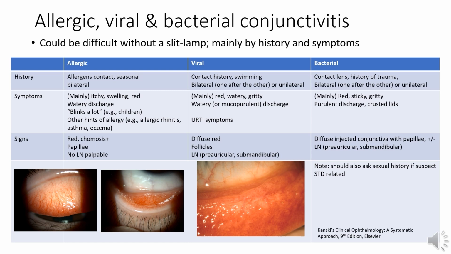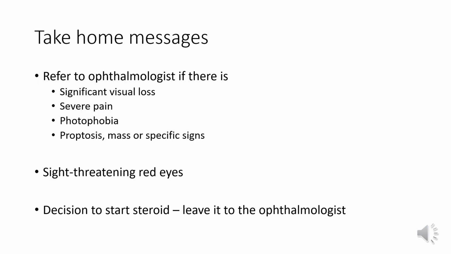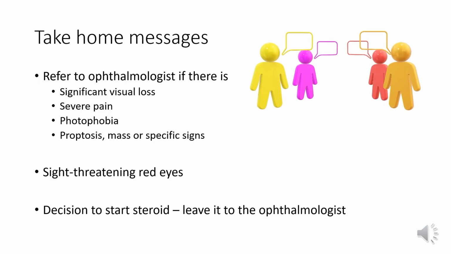Don't worry too much about forgetting the details at the moment. For practical purposes, I just need you to remember when to refer the patients to ophthalmologists. The warning signs include significant visual loss, severe pain, photophobia, and when you see obvious signs such as proptosis. Remember the sight-threatening red eyes. Again, refer to ophthalmologists if you suspect them. And for steroid eye drops, better leave that to the ophthalmologist.